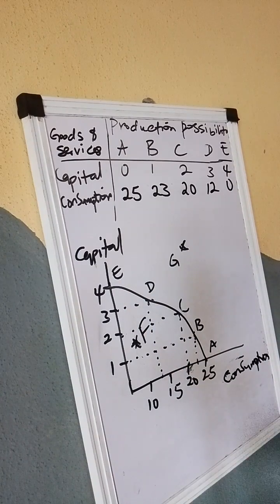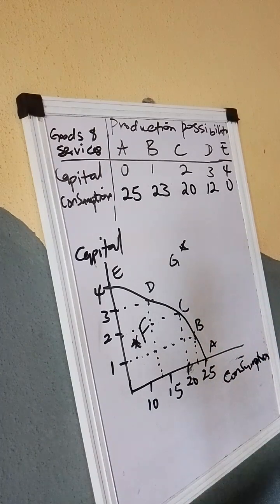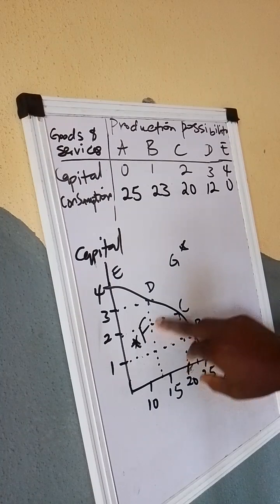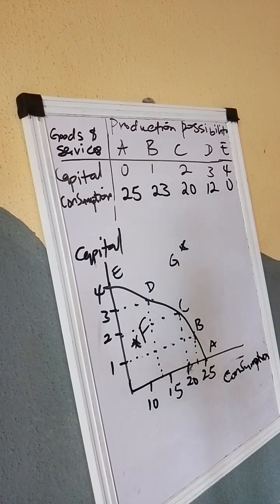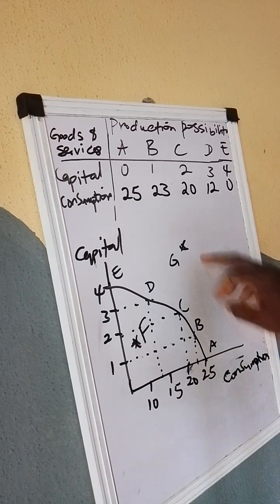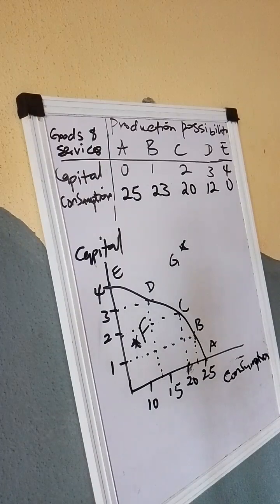You understand now? Again, remember, a country will always want more rather than less. So a country will want to move even above this to G. But at this point G, it simply means that the country does not have enough resources to attain this height. Now let us dwell on this curve.